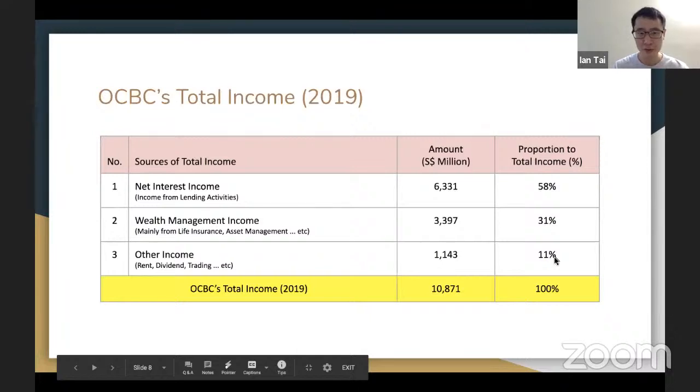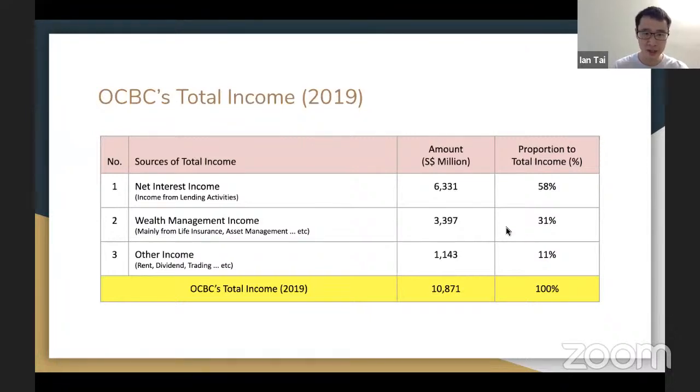So all in all, to me, the more important incomes are net interest income and wealth management income, because these are more recurring in nature, okay? It's like when you take out a mortgage to buy a house, you're not going to pay interest for just one time only. You're going to pay it for many, many years down the road. So it's actually recurring income. Life insurance is also the same. You buy an insurance policy, you don't just pay for 1 year, you pay for many, many years to come.